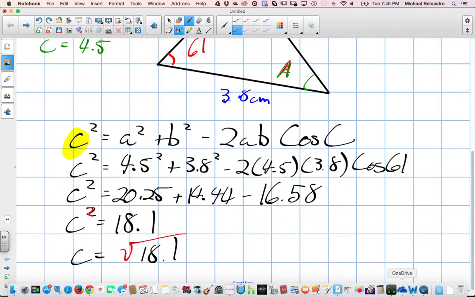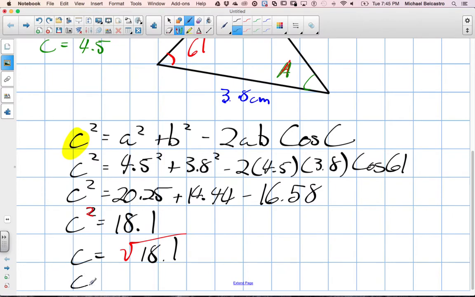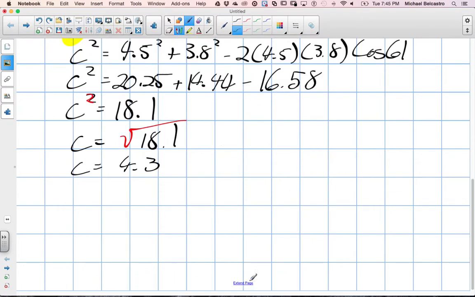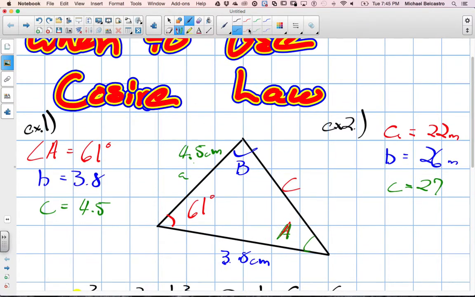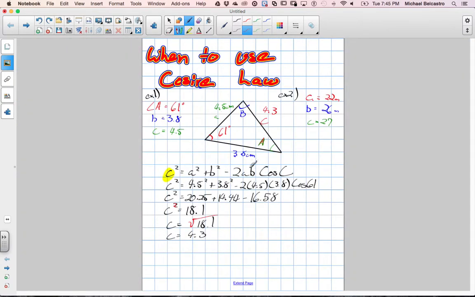Luckily, this calculator can be very exact, and I can save my old answers. So our exact value should be about 4.3, so c should equal about 4.3. Let's see if this logically makes sense. We're saying that this side c is 4.3. If this angle is 61, that's a pretty big angle. We don't know the measures of the other two, but angle A is probably just a little bit bigger because it has a longer side, and angle B is probably smaller than both because its opposite side is much smaller. So that's how you use it to solve for a side of a triangle.